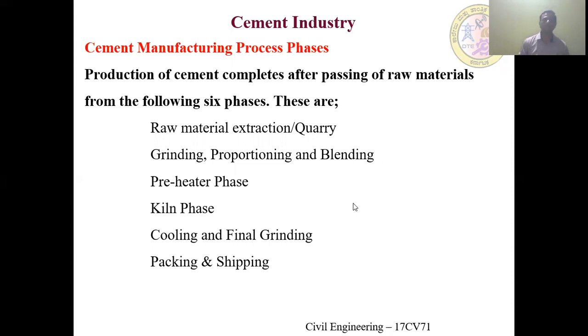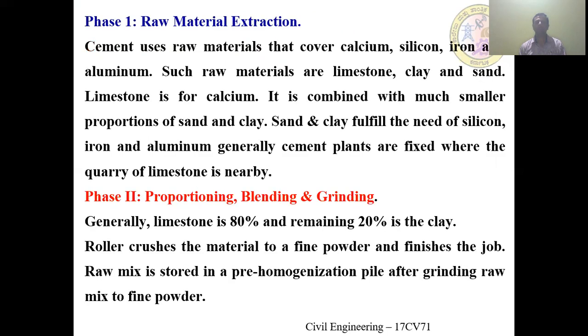These are: raw material extraction; second, grinding, proportioning and blending; preheating; clinker phase; cooling and final grinding; and packing and shipping. These are the six processes involved in the manufacturing of cement. First phase is raw material extraction.